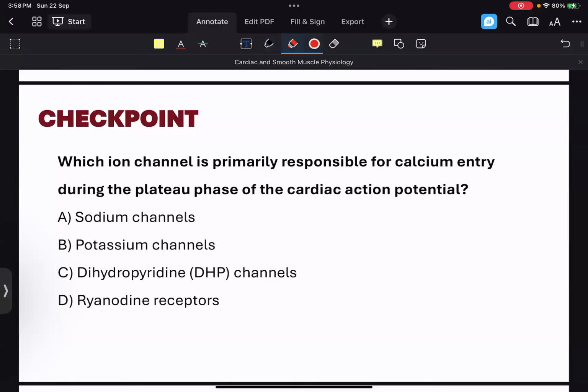It is C. And for those who are confused and you're like, what? Calcium entry happens by the L-type calcium channels. As we said, the L-type calcium channels are the DHP channels. Literally the same channel, just 2 different names.